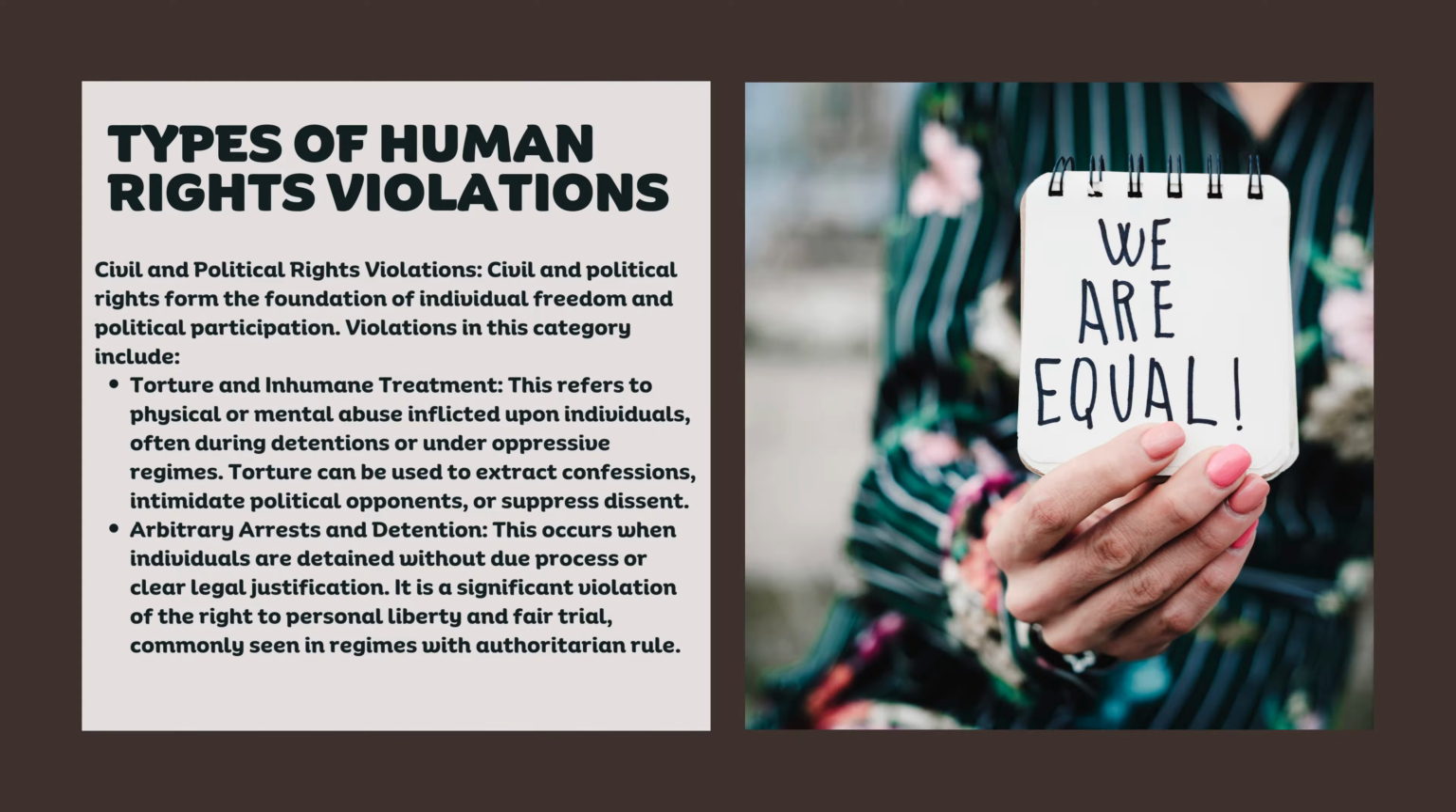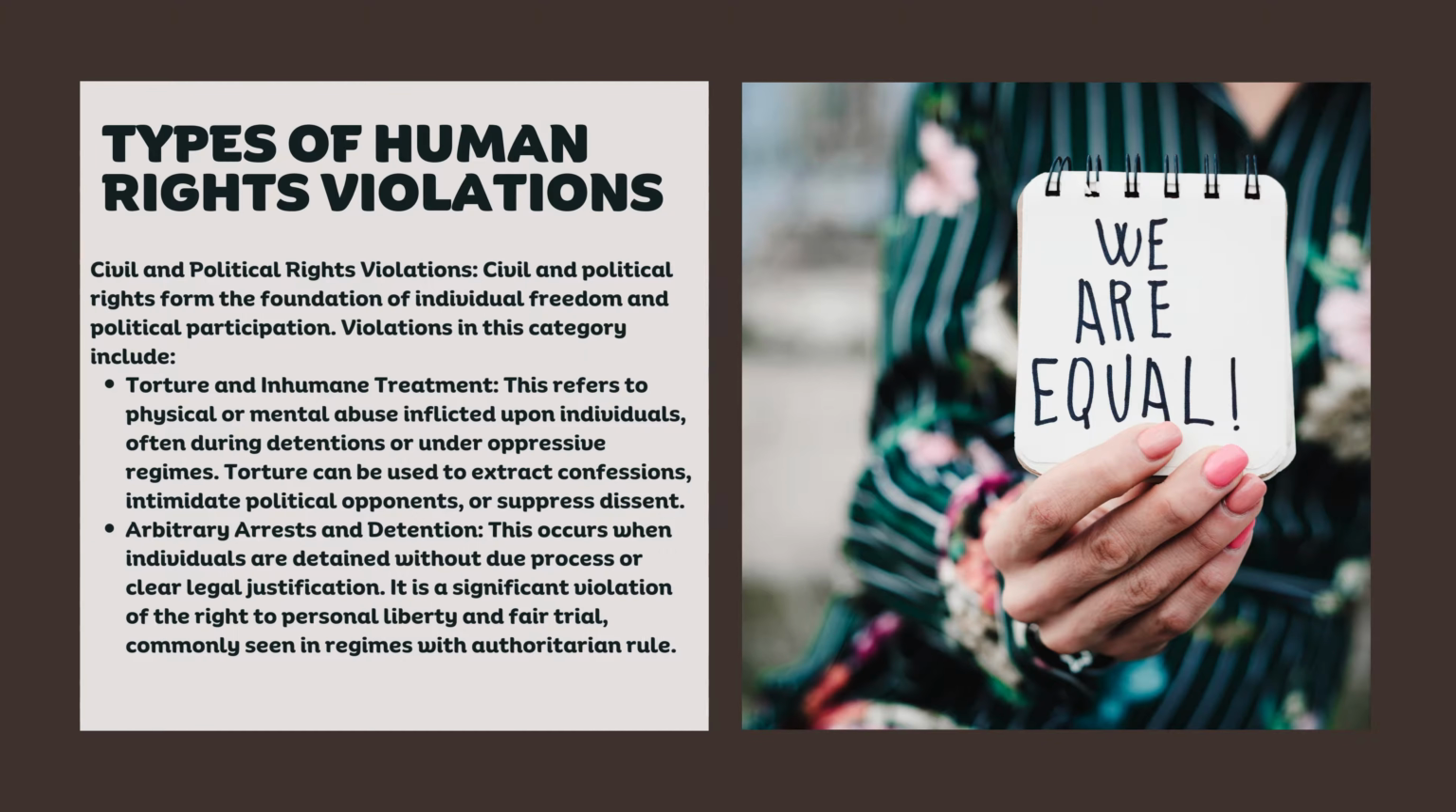Types of human rights violations: civil and political rights violations. Civil and political rights form the foundation of individual freedom and political participation. Violations in this category include torture and inhumane treatment. This refers to physical or mental abuse inflicted upon individuals, often during detentions or under oppressive regimes. Torture can be used to extract confessions, intimidate political opponents, or suppress dissent.